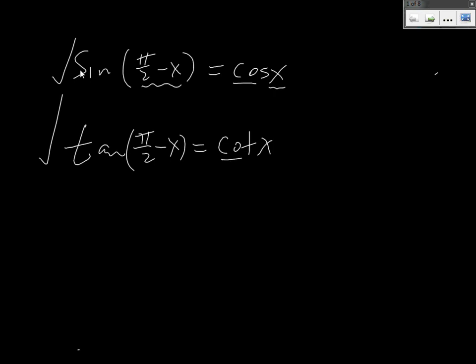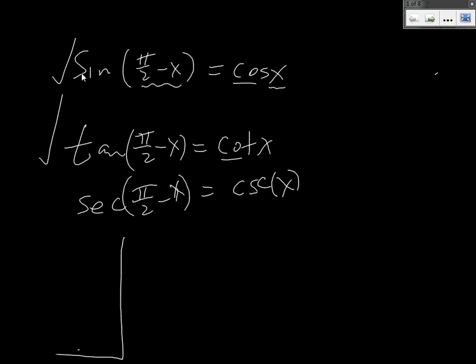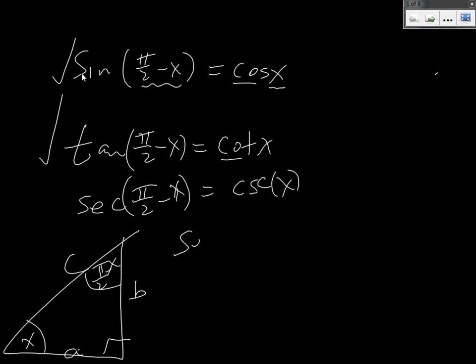Notice that these all have co in their name. The other side doesn't. So I'm going to look at the secant of pi over 2 minus x versus the cosecant of x. Draw a right triangle. Here is x. Pi over 2 minus x. This is the right angle. A, B, and C. The secant of pi over 2 minus x.